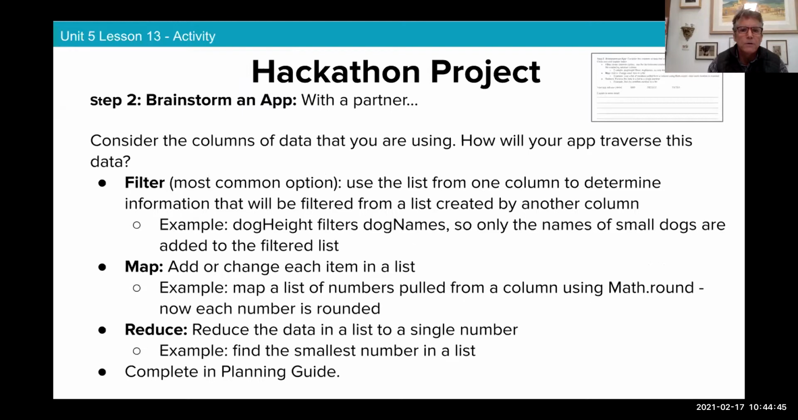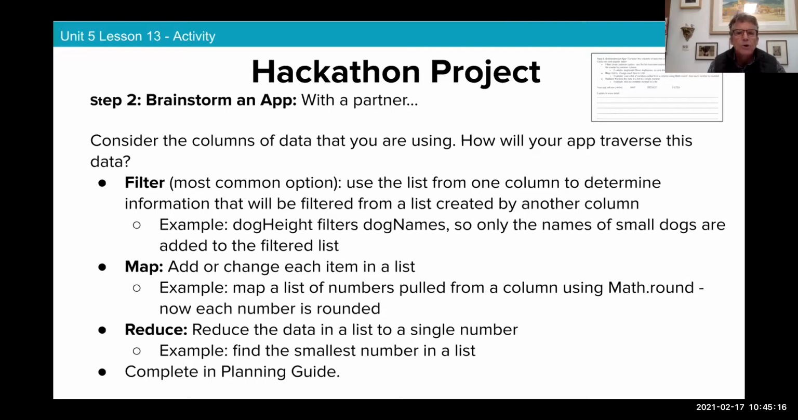Brainstorm an app with a partner. Consider the columns of data you are using. How will your app traverse this data? Filter, most common option. Use the list from one column to determine information that will be filtered from a list created by another column. Okay, remember those filtered lists we did before? Example, dog height filters dog names. So only the names of small dogs are added to the filtered list. That's what we did last time.